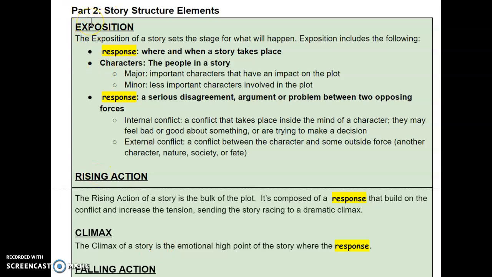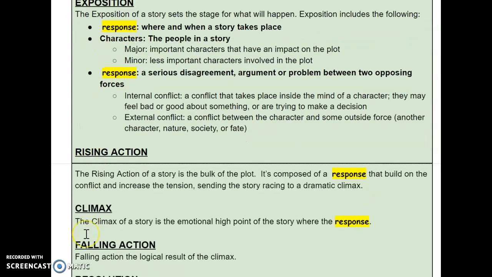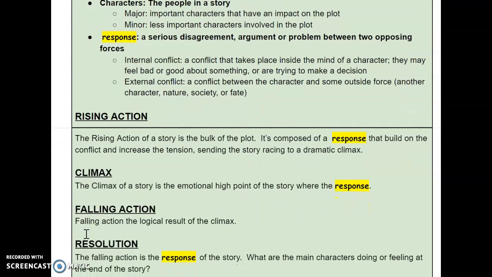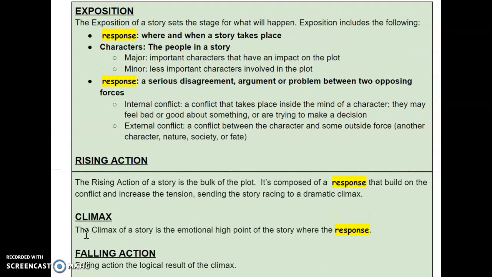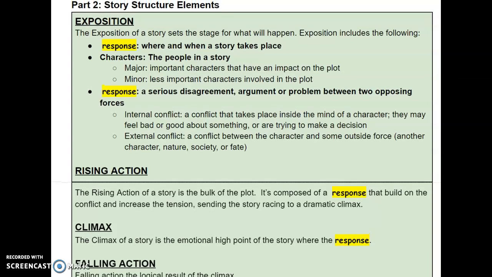Part 2. There are 5 parts to a story. Typically, you have the exposition, rising action, climax, falling action, and resolution. So let's look at those. The exposition has several parts to it. The exposition of a story sets the stage for what will happen. Expositions include the following. Here you will write the word setting, S-E-T-T-I-N-G. That means where and when a story takes place.